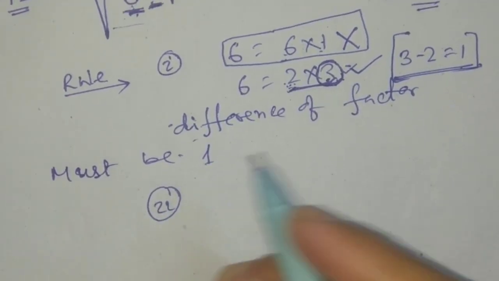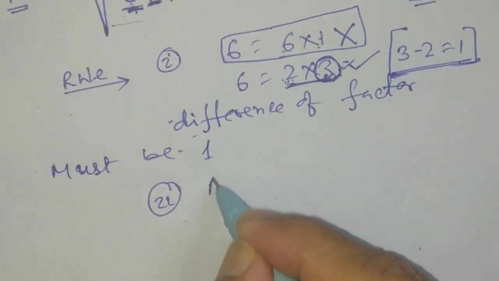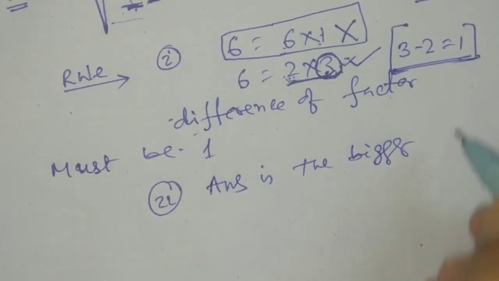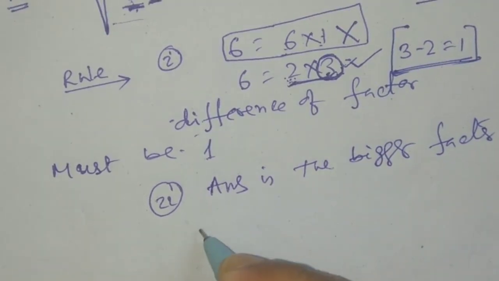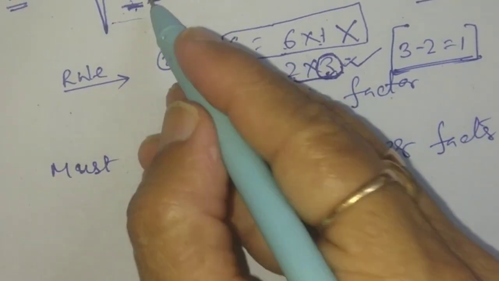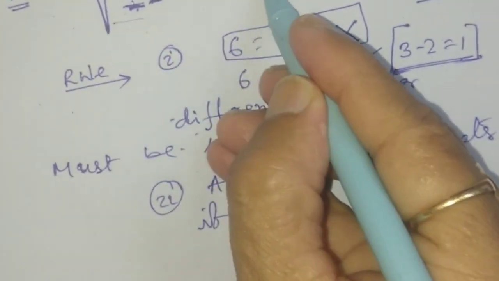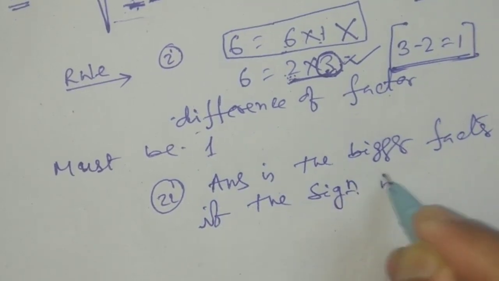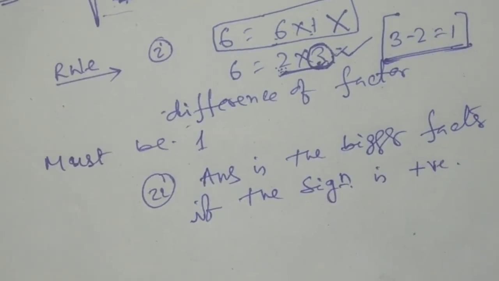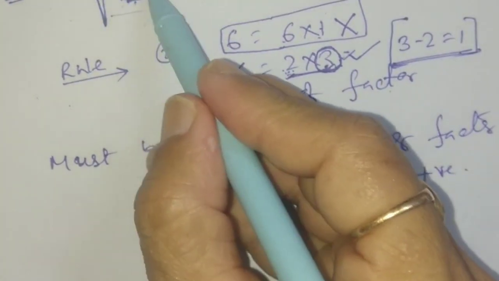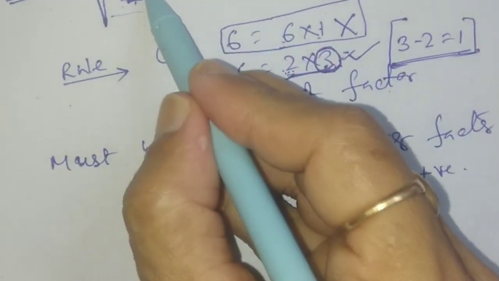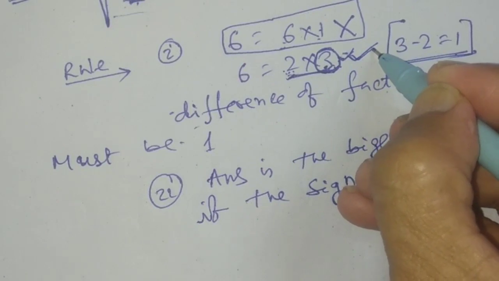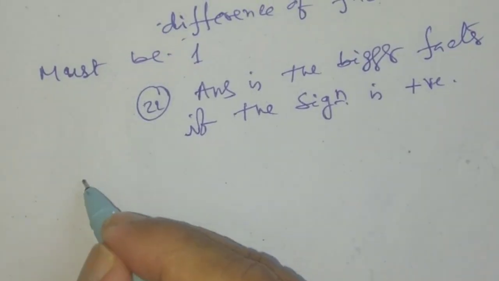The second rule is, the answer is the bigger factor if the sign is positive. Here root 6 plus root 6 plus root 6, the sign is positive. So we have taken 3 as the answer. I will show you another example.